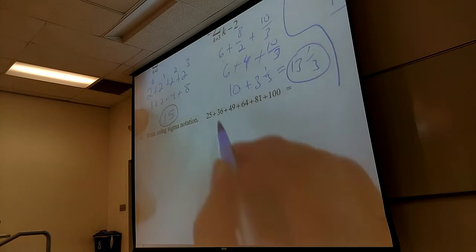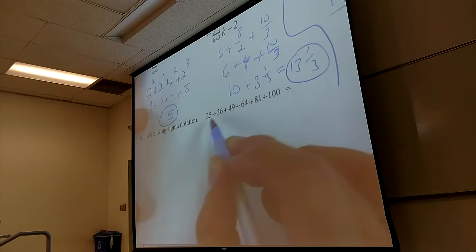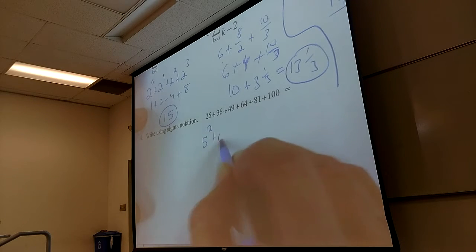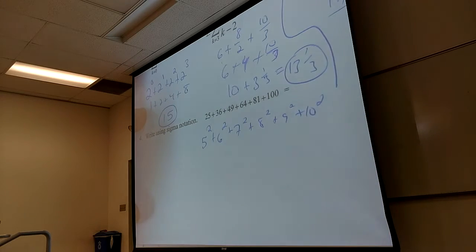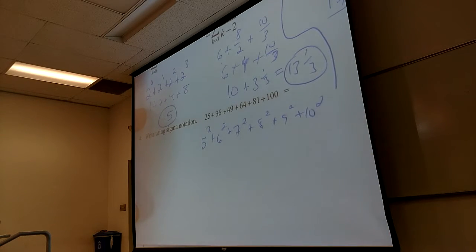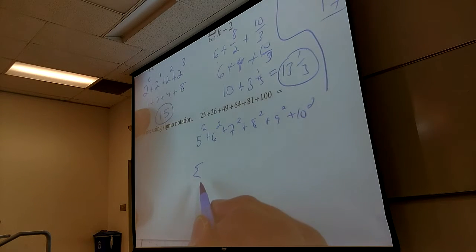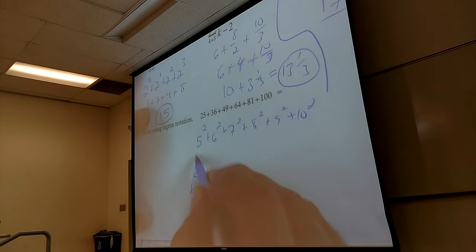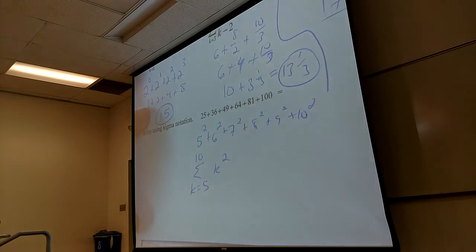So what's really nice, what you should do for yourself is rewrite this. So 25 is 5 squared, 36 is 6 squared, 7 squared, 8 squared, 9 squared, 10 squared. So this will be the sum. Now here's the situation where I know where I want to start and end already. Where do I want k to start? 5. And I want k to go to 10. k squared.